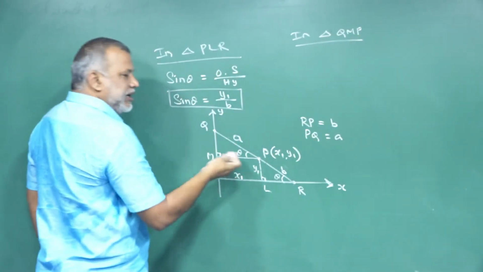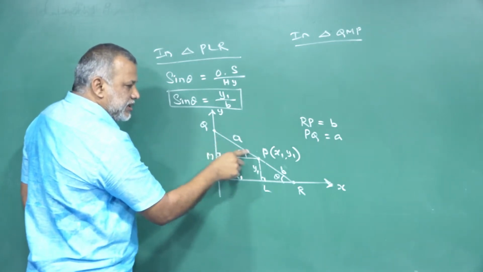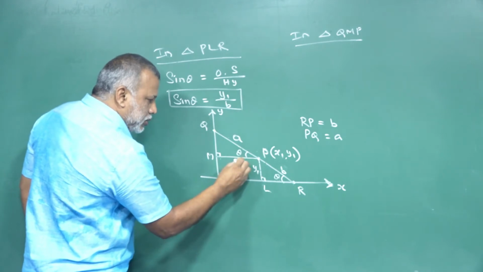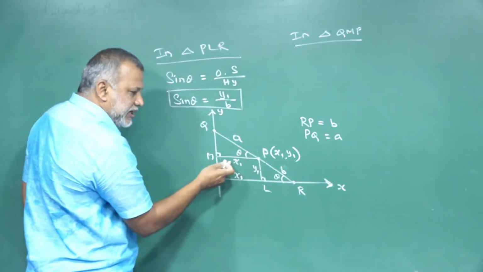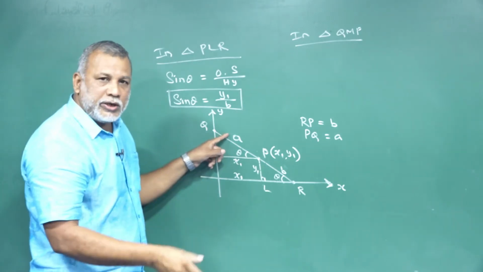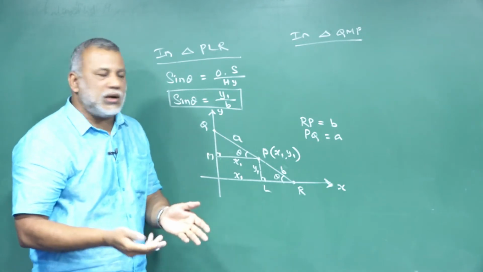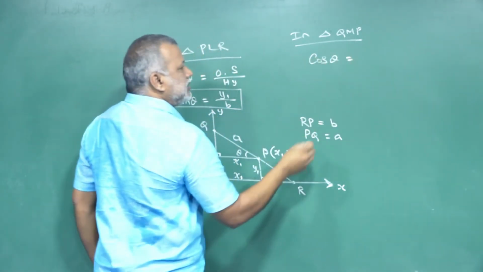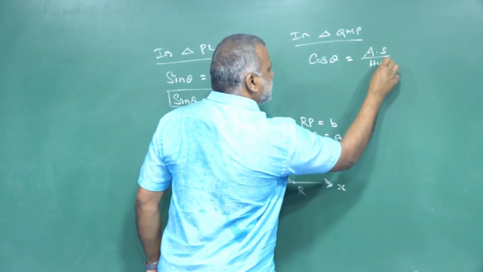It is also a right angle triangle. See here, we have a theta. Then this is the hypotenuse. Then this side we are able to know the value. This must be x1. This is called the adjacent side. Then this is called the hypotenuse. The relation between adjacent and hypotenuse will produce cos theta. Therefore, from trigonometry, we know cos theta equals adjacent side divided by hypotenuse.